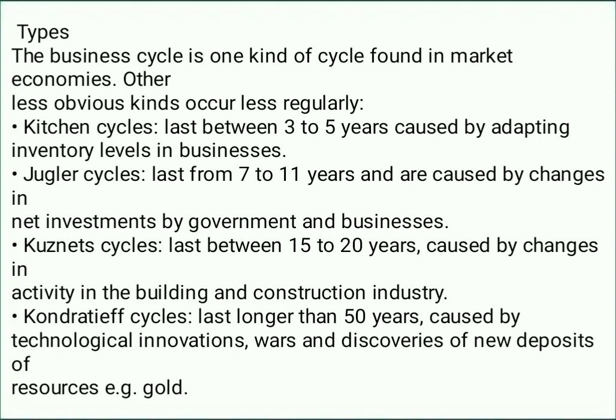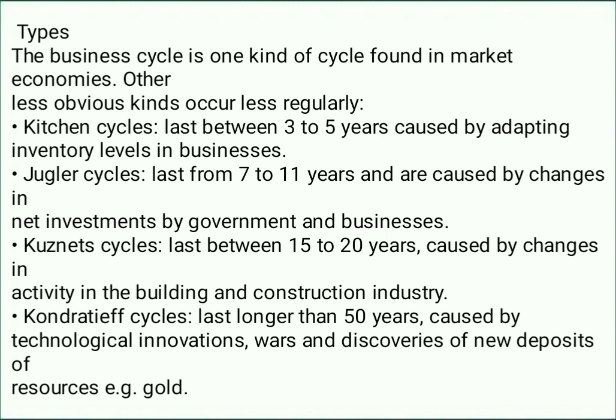The Kuznets is 15 to 20 years. The Juglar, you can even say the jungle, is 7 to 11 years. It is caused by changes in the net investment by the government. So the Juglar is about the government. The Kitchin is about the inventory. So you can write down, as long as the words are very short, and you will definitely remember.